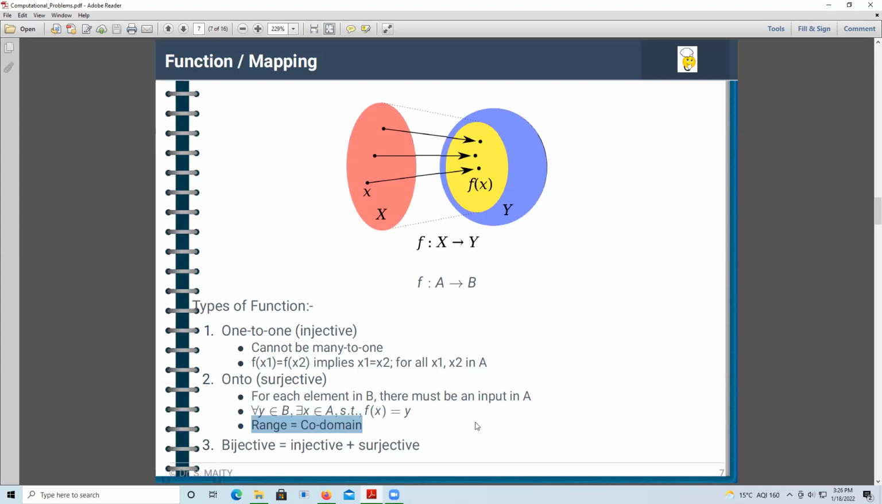Then can that case be a 1-to-1? That case is actually 1-to-1, but it is called an into function, where the range and codomain are not the same. I can show it in the PPT, sir. Okay, you show it.